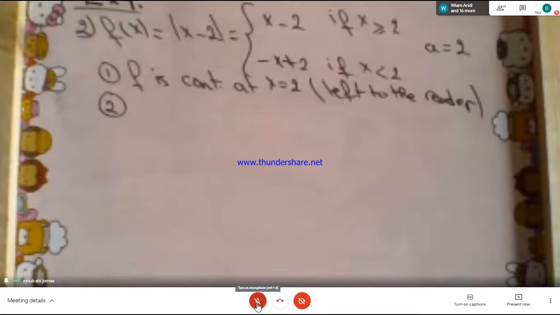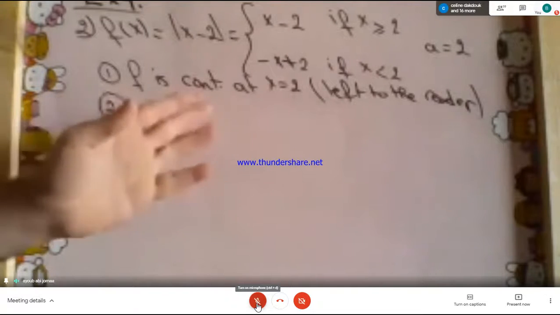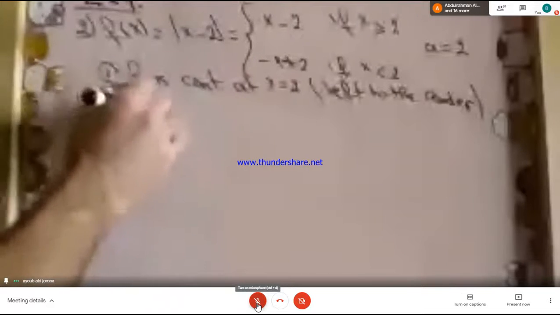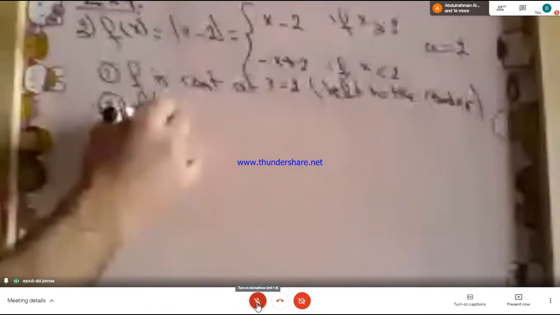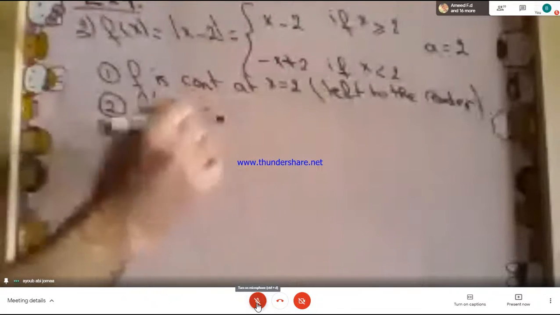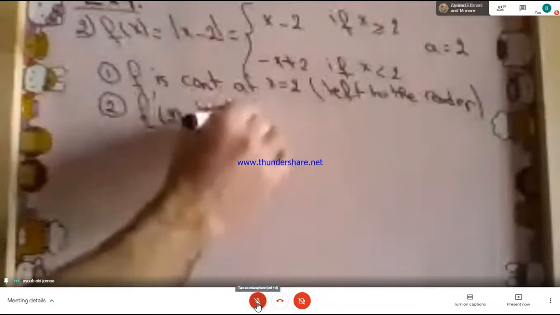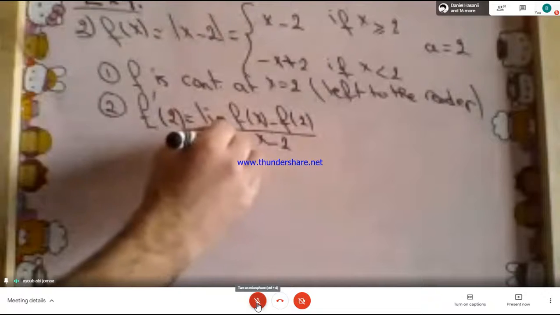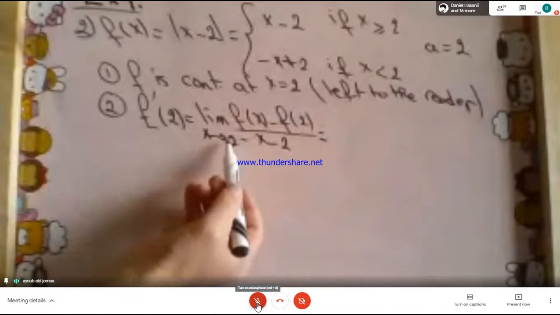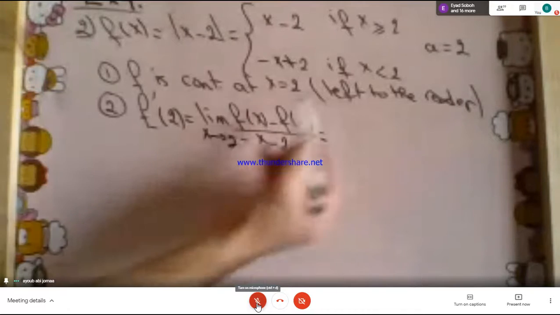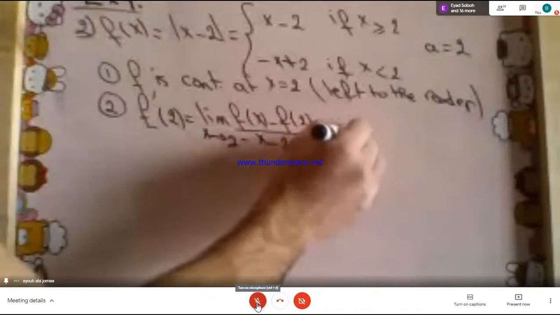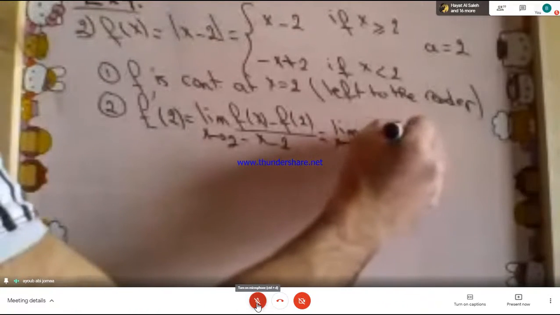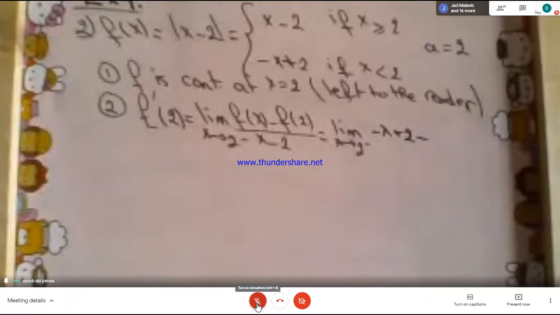left to the reader. You can check the continuity. Find limit as x approaches 2 minus, limit as x approaches 2 plus. Now, to check the differentiability or to check the limit, f prime minus at 2, limit f of x minus f of 2 over x minus 2, x approaches 2 minus. Now x approaches 2 minus, so it means that x is less than 2. It is the limit x approaches 2 minus of negative x plus 2 minus f of 2 it is 0.